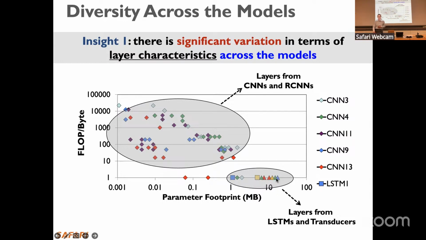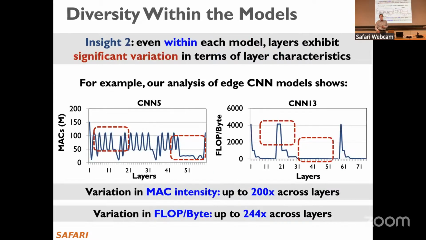We concluded that it doesn't make sense to design a single accelerator that tries to cater for all of these different characteristics. Let's design something much more heterogeneous. Then we analyzed the characteristics within each model, and you can see that different layers in each model also have significant variation.